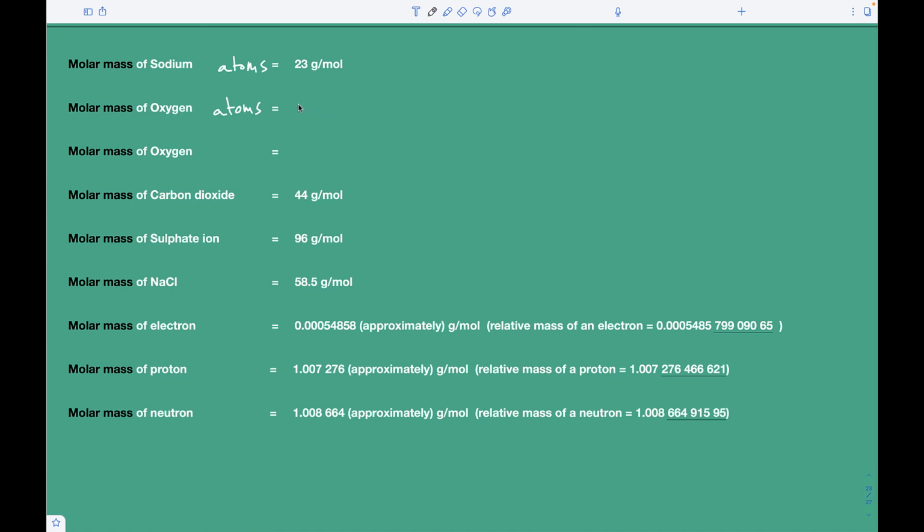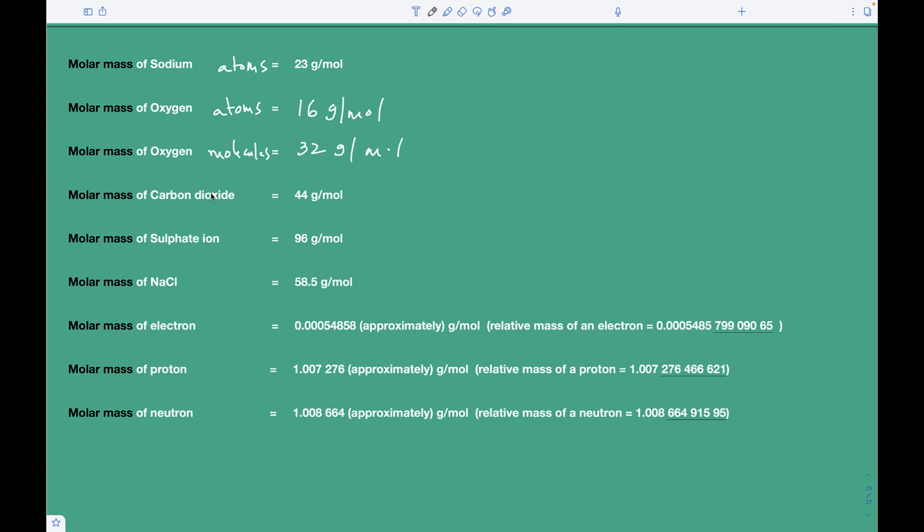Again, for any atom, molar mass is equal to its atomic weight or relative atomic mass in gram per mole. So molar mass of oxygen atoms is equal to 16 gram per mole. And if you are talking about oxygen molecules, that is molar mass of oxygen molecules, it is equal to its molecular weight or relative molecular mass in gram per mole. So that means molar mass of oxygen molecules is equal to 32 gram per mole.